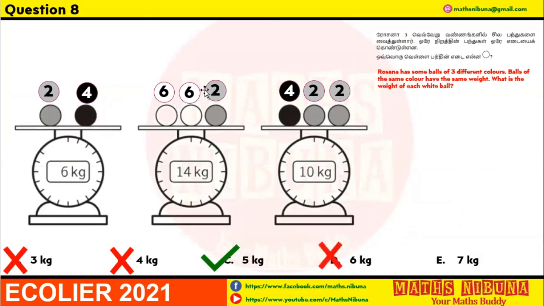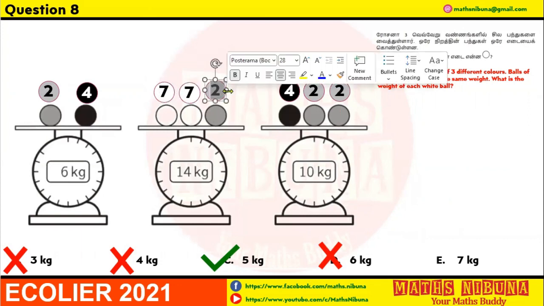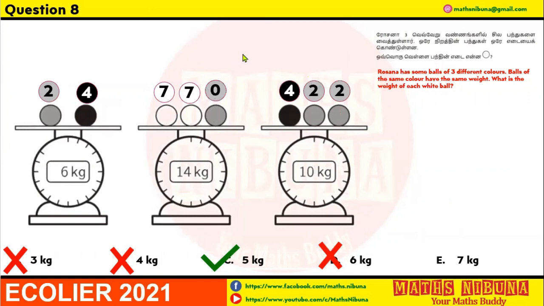Okay, we test with the last one. If this is 7 kg, this is 7 kg, 7 plus 7 is 14, this becomes 0. So as I told you earlier, the weight cannot be 0. It must be more than 0. So that means this answer also not possible. But normally when you get the answer, you can stop and go to the next question because you're fighting with time. But if you want to try a test also, you can test the other two possible answers. Okay, that's all for question 8. The answer is C.